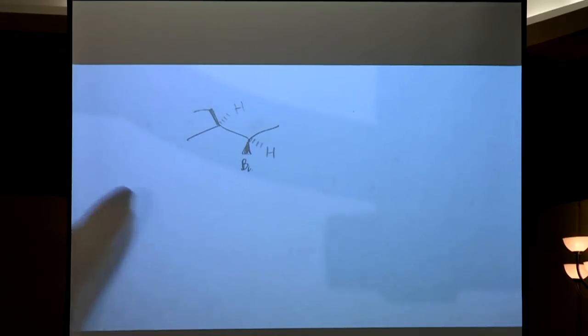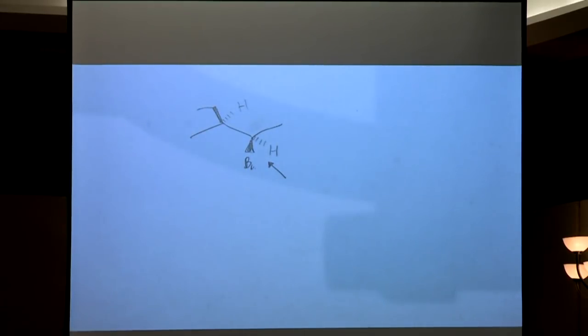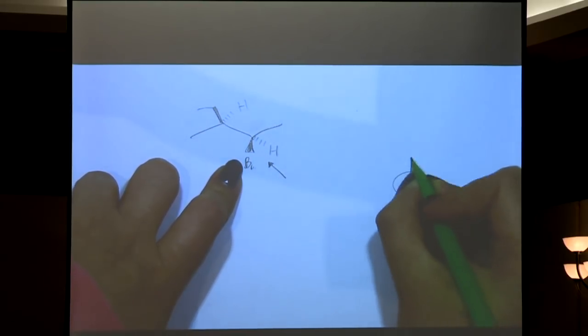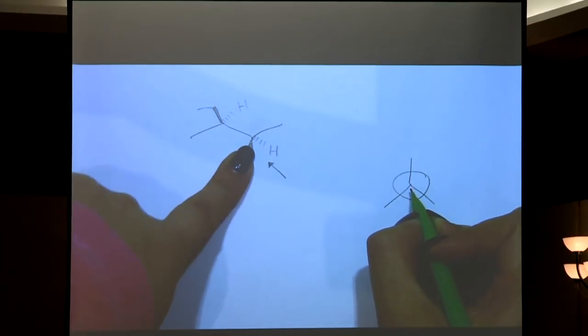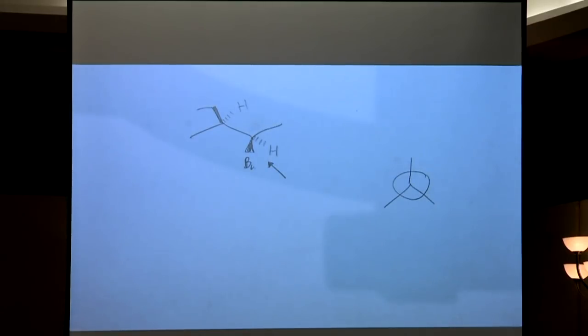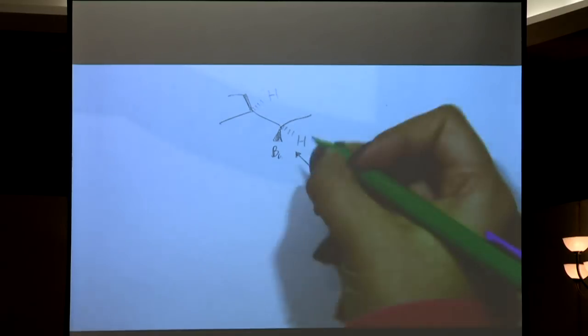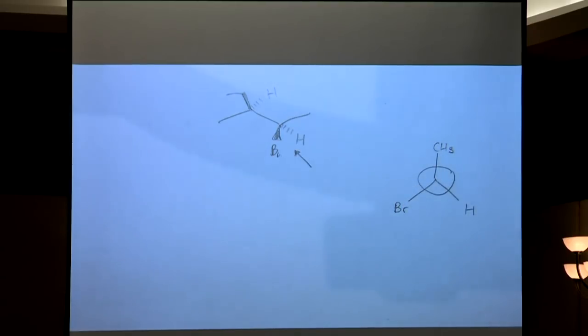All right, so that should be fairly simple. So we're going to look at it from this angle. All right, so this is going to be our front carbon. So we draw out the first circle. This dot over here represents this first carbon that we're looking at because we're looking at it that way. Okay, so if it's on a wedge, it means that it's coming out of the paper. Therefore, it's going to be on our left. So we have bromine. Hydrogen is going to be behind the paper. It's going to be on the right. And then it should just be CH3. Does that make sense?